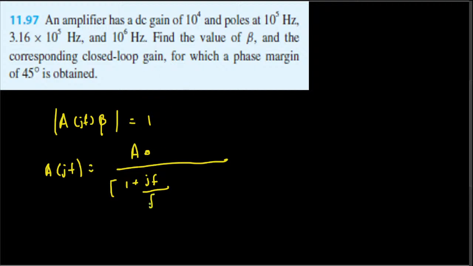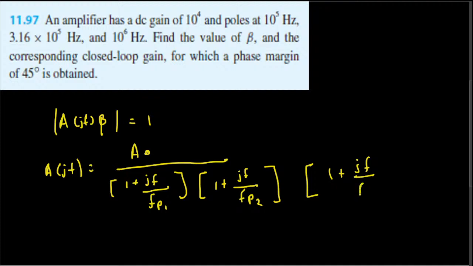So we can call the first one fP1, then that multiplied by 1 plus jf over fP2, and then that multiplied by 1 plus jf over fP3. Now these fP1, fP2, fP3 are nothing but 10 to the power of 5, 3.16 times 10 to the power of 5, and 10 to the power of 6. This A naught value is 10 to the power of 4. So we can just plug it in and see what we get.